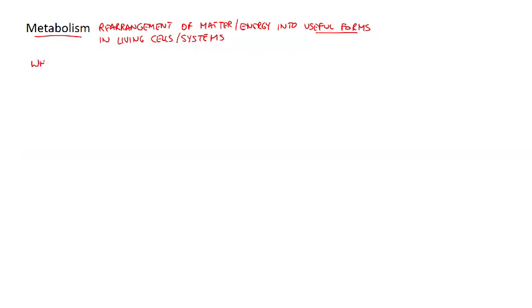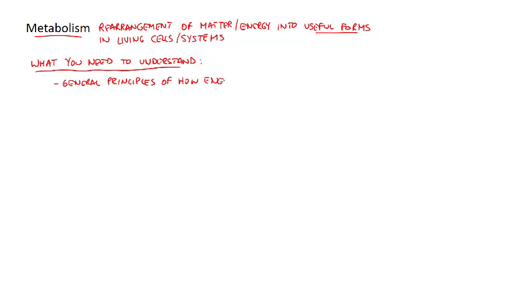So in metabolism, there's a tendency for instructors to go overboard with instruction and for students to go overboard in trying to remember everything. So I want to make it clear up front what you need to understand from this unit of the course. First of all, general principles of how energy can be obtained from matter. What I mean by that will become more evident on the next slide.